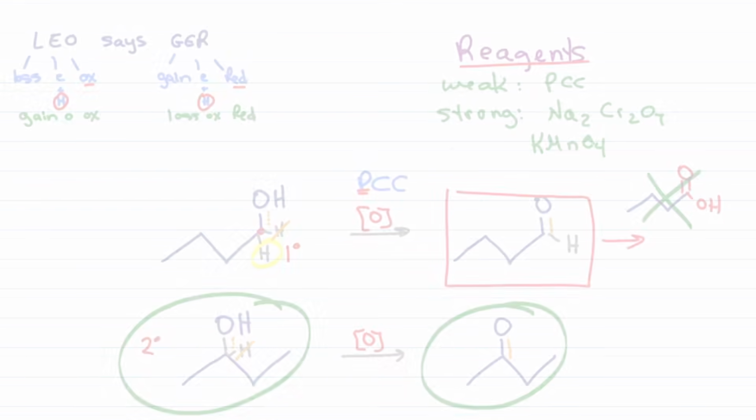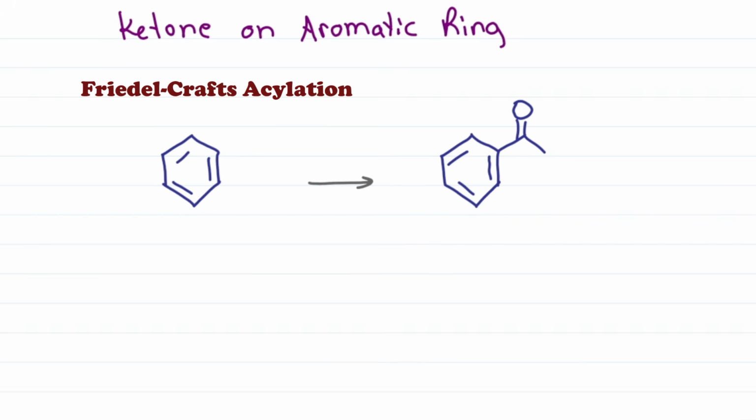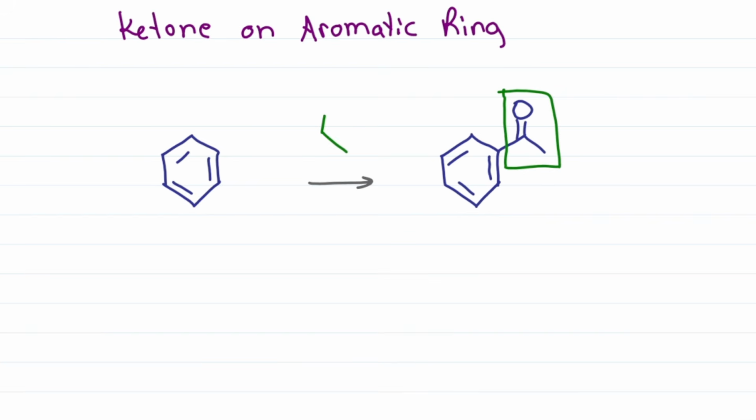If you're asked to synthesize a ketone from a benzene ring or an aromatic compound, the reaction to know is Friedel-Crafts acylation. This is a simple reaction where you take whatever R group with a carbonyl that you want to add onto your benzene ring, attach a chlorine to it, and put it into a catalyst like AlCl3.